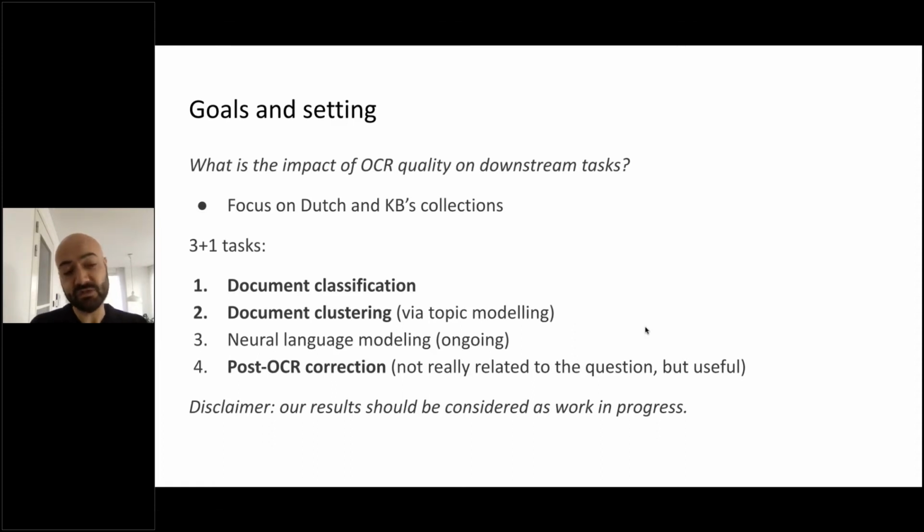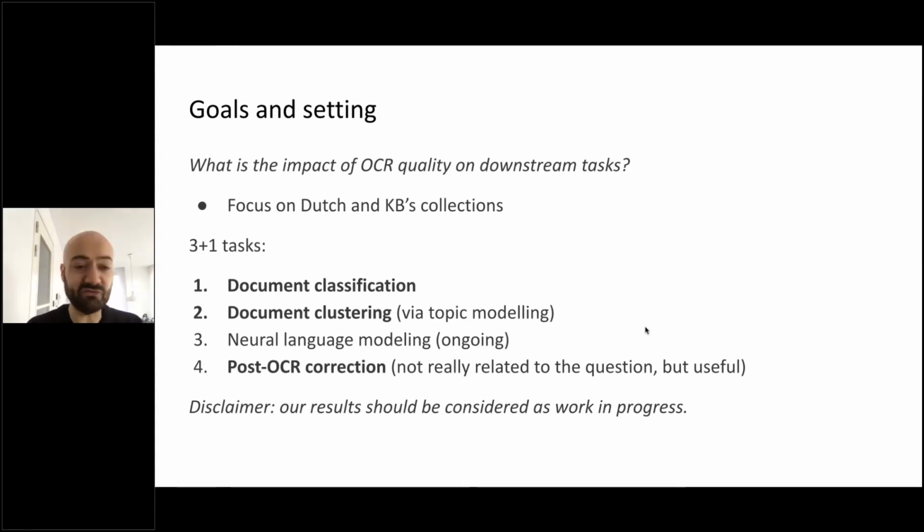And in terms of the tasks that I focused on, I had really three goals in mind, plus kind of a bonus task. The first is document classification, then document clustering. I'll tell you a bit more about what they are in a moment. And the third task is neural language modeling, which is about modeling the language that is contained in these documents. And then the bonus task is post-OCR correction.